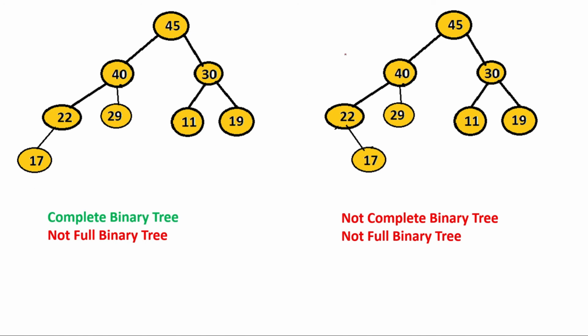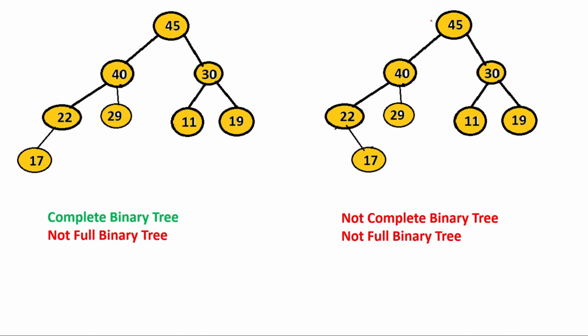For this tree it is 45, 40 like that way it is present. So first we will check whether it's a full binary tree or not. So you can see here this 22 node has only one right child. That means it's not a full binary tree, because to be a full binary tree either 0 or 2 child nodes are allowed. So now we will check whether it's a complete binary tree or not.